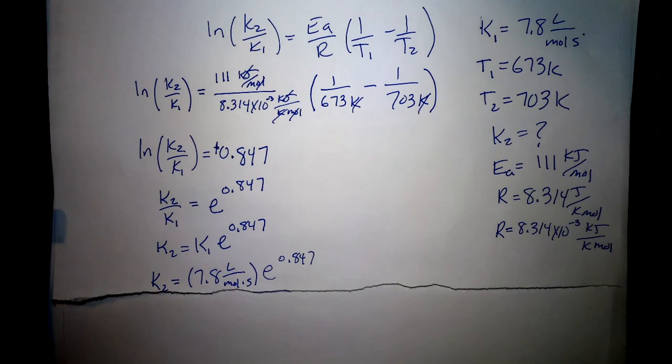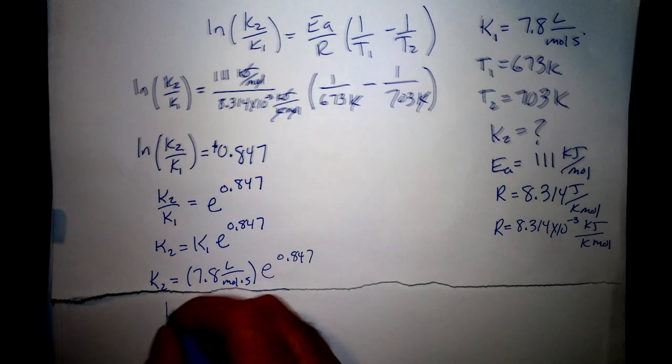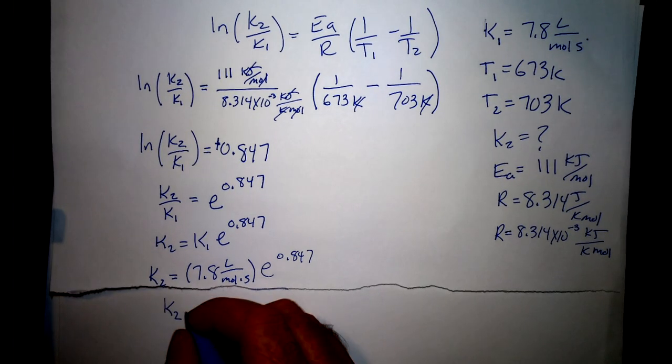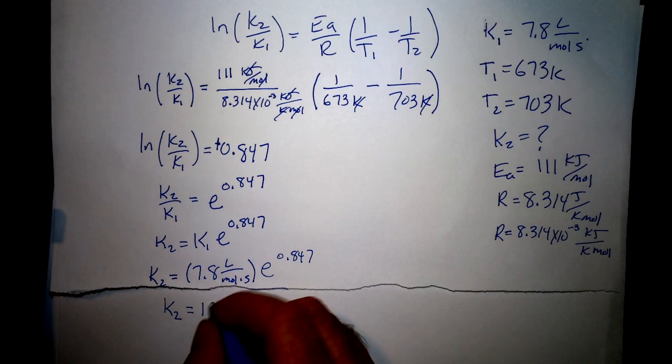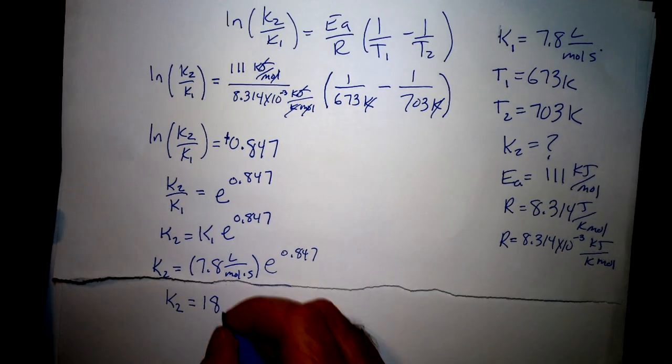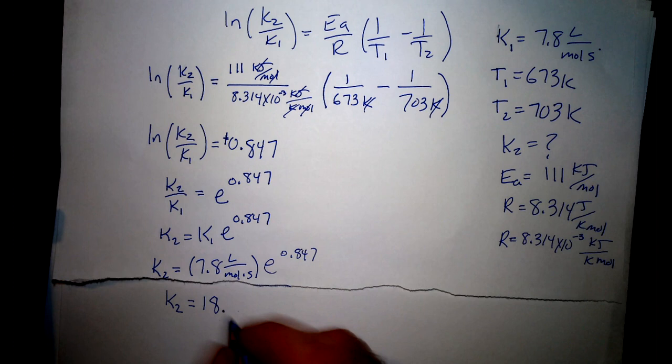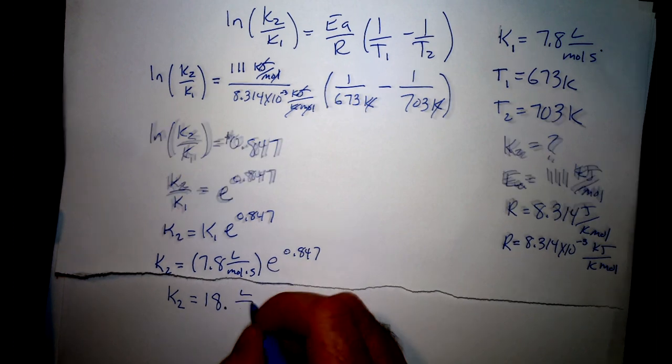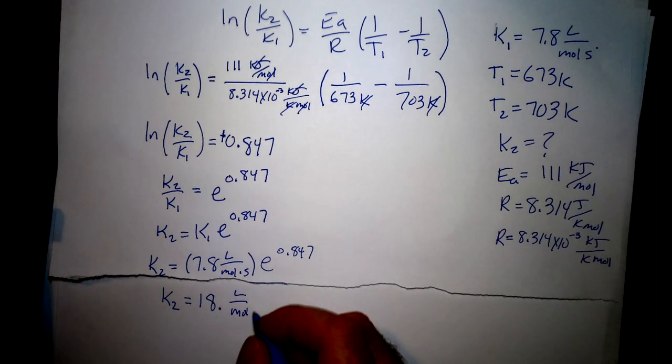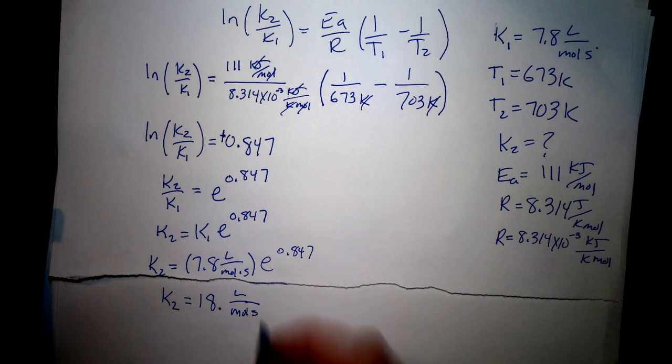So we need to run this through our calculator: 7.8 times e raised to the 0.847. So K2 equals 18, we'll just keep it to 2 sig figs, liters per mole per second. And that would be our answer. And notice that it does go up when the temperature goes up, which is exactly what we would expect.